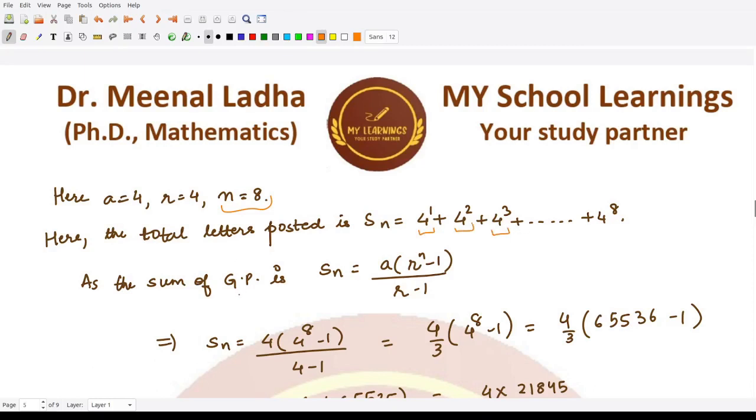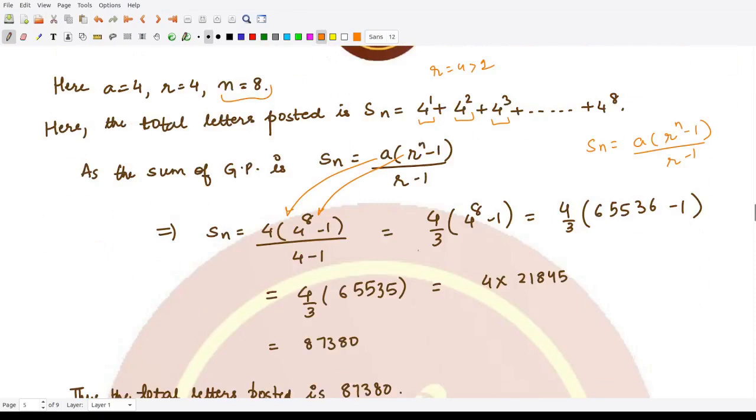So here we can use the sum of GP formula, which is Sn. It is because our R is 4 which is greater than 1. So in this case the formula would be A into R raised to power n minus 1 divided by R minus 1. So using this formula, substituting the values of A, R and n here, we would have 4 upon 3, into 4 raised to power 8 minus 1. Now you can solve for 4 raised to power 8. It is 65536 minus 1, so it is 65535. And so you can cancel the terms here, multiply by 4. So the total comes out to be 87380.